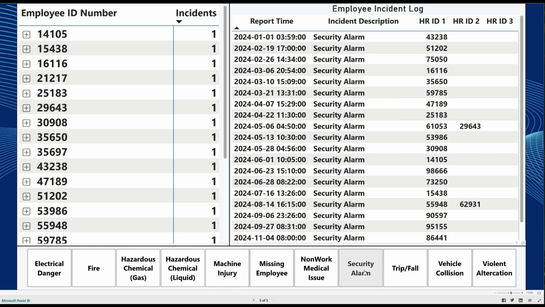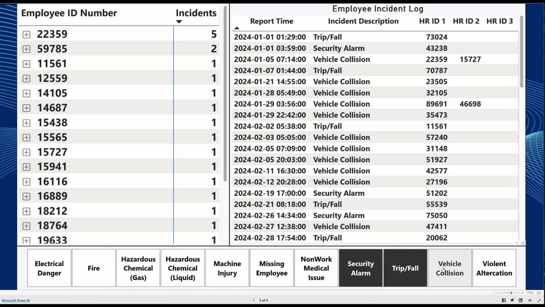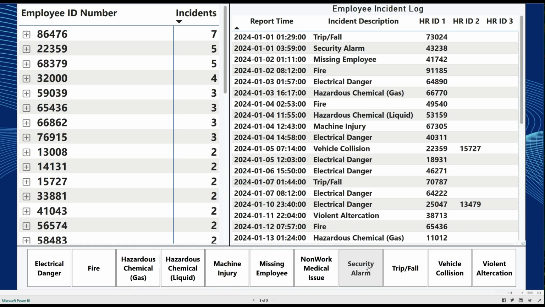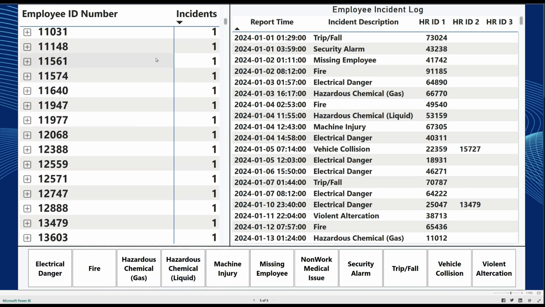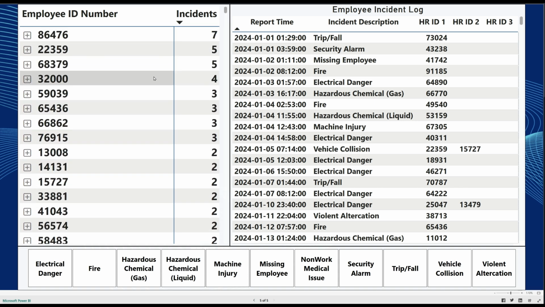So I have security alarm selected here. I can also add trip fall, vehicle collision, and just find whatever combination makes whatever I'm analyzing the data for easier to find. Now, I don't want to go through every employee because there are hundreds of them, but I do want to show how I think this might be the most powerful page that I have in the report.